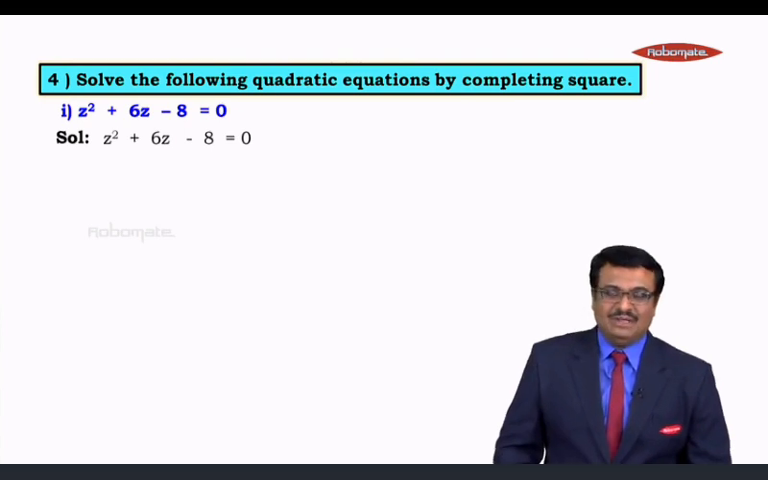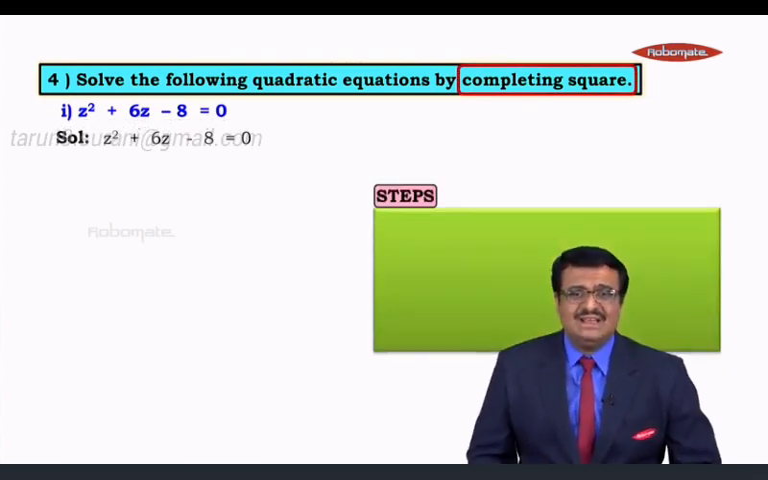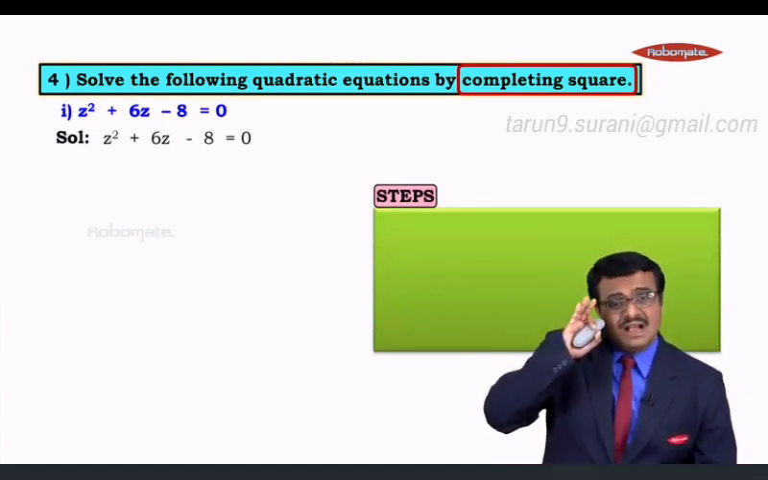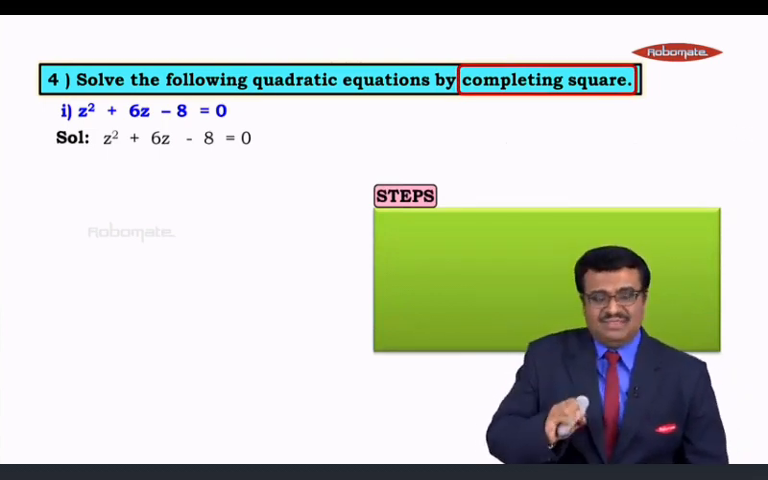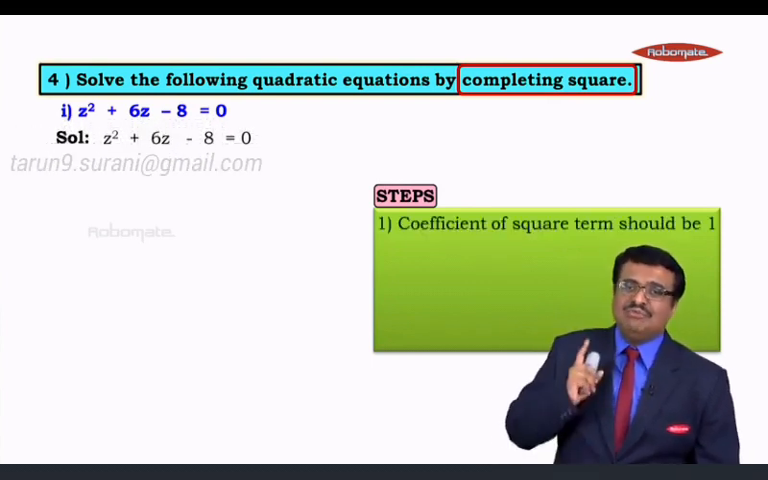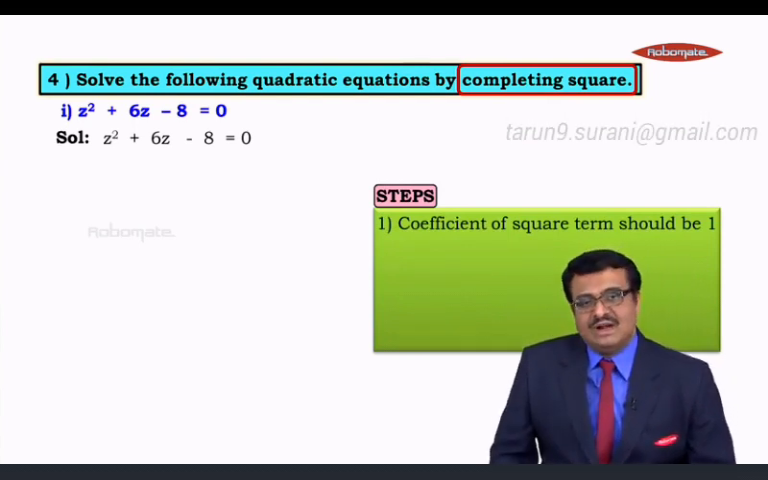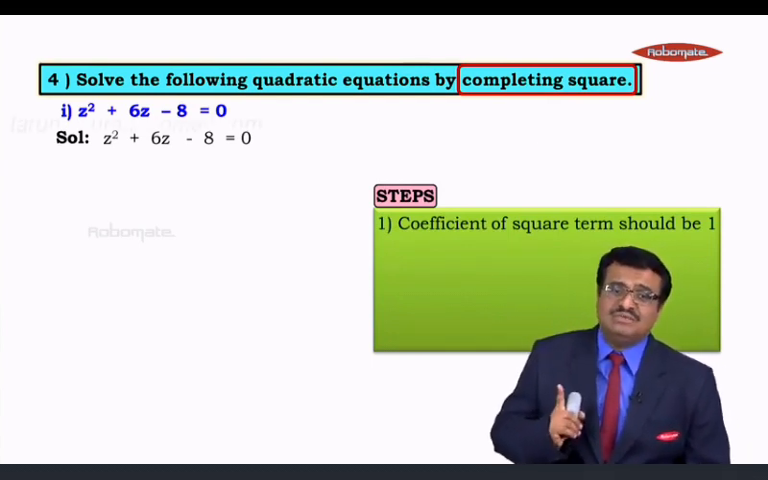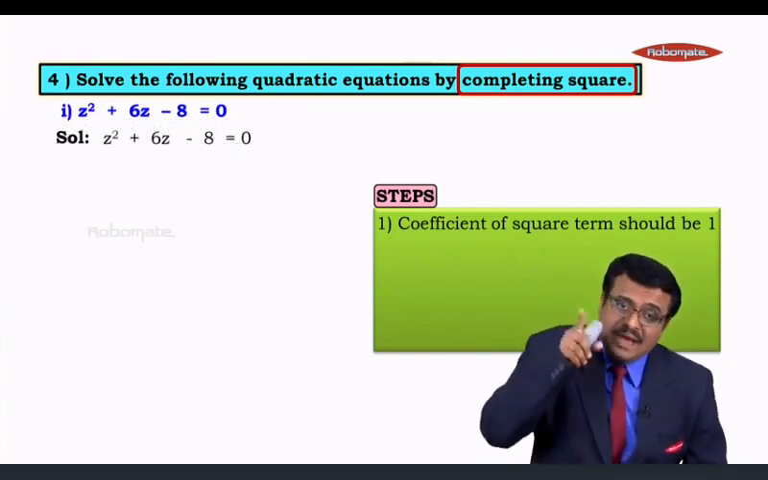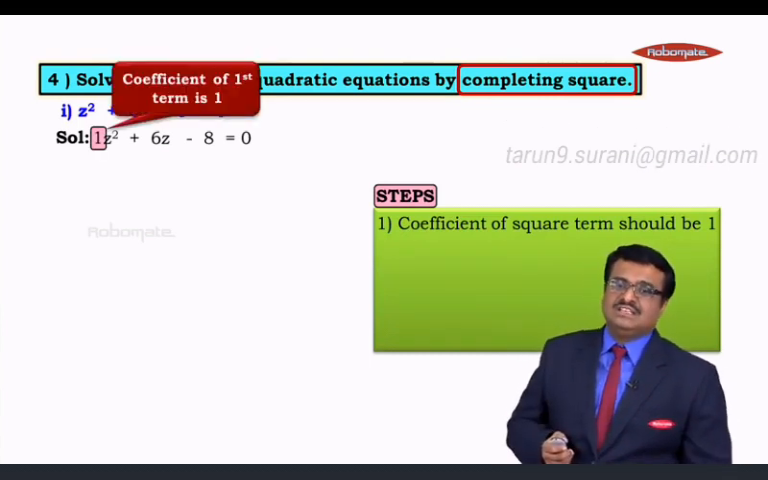So first step, we will copy the question. Completing the squares method we have to use, right? And we see that the equation is not factorizable, right? And in the completing the squares method, for any sum, there are 6 steps to be followed. Step number 1, the first step: the coefficient of the square term should be 1. So what is the coefficient of z square here? 1, right? If it is not 1, the first step is you have to make it 1. Then second step, it is 1 here, so let us go to the second step.